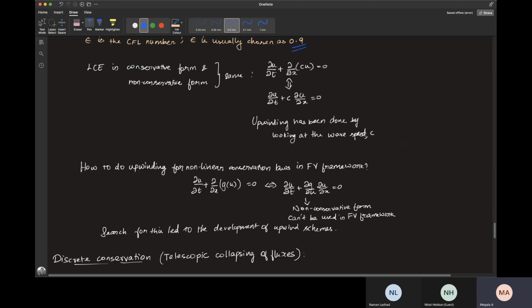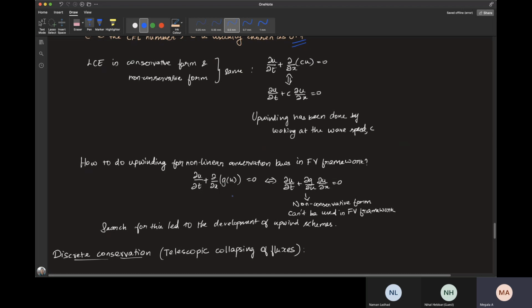Since c is a constant, you can always take c inside the derivative, and these both equations are equivalent. So basically for the linear convection equation, conservative form and non-conservative form are essentially the same. Here, by looking at the value of c, we can do upwinding. But how to do it for any nonlinear conservation law? That is, if you have some nonlinear conservation law like this, dou u by dou t plus dou by dou x of g of u equals 0.